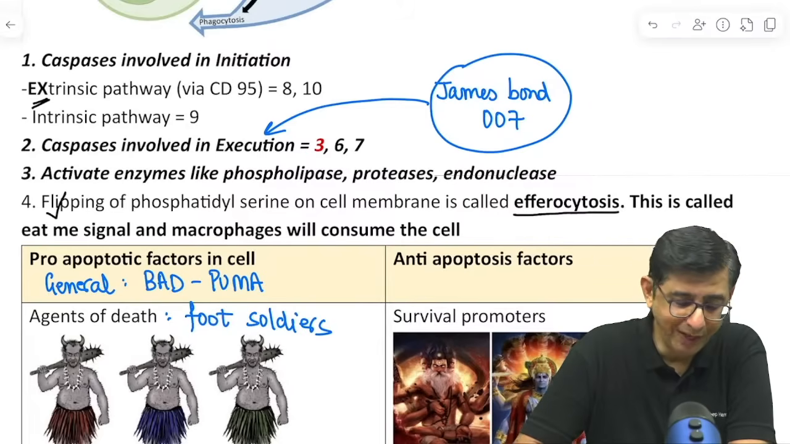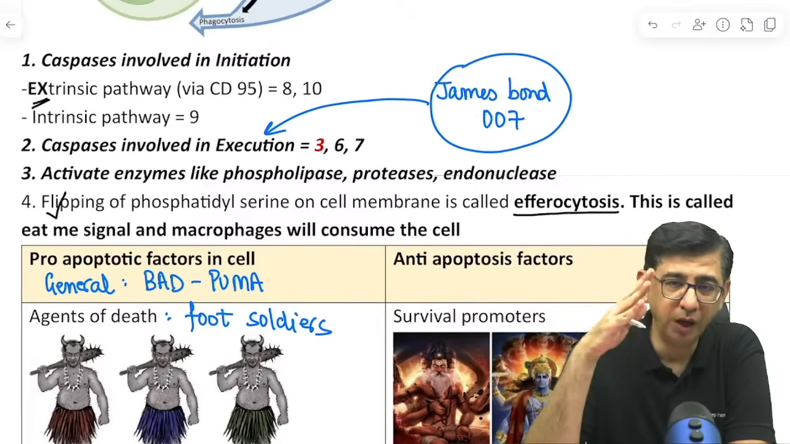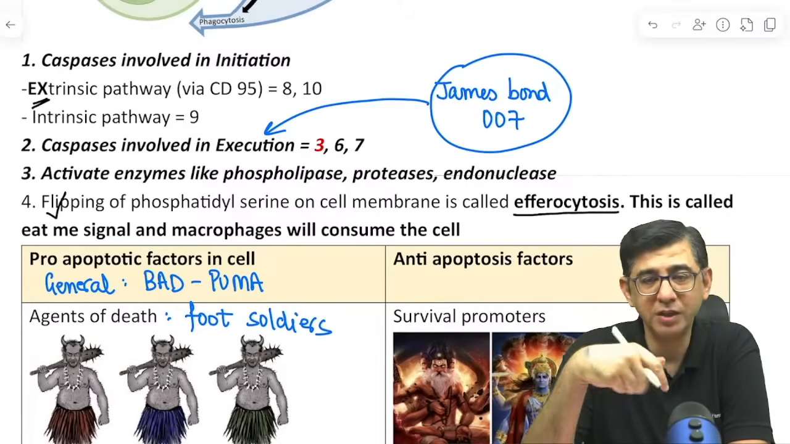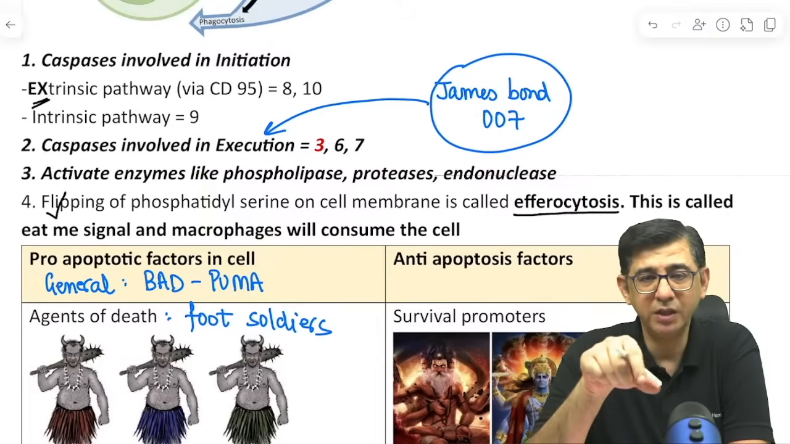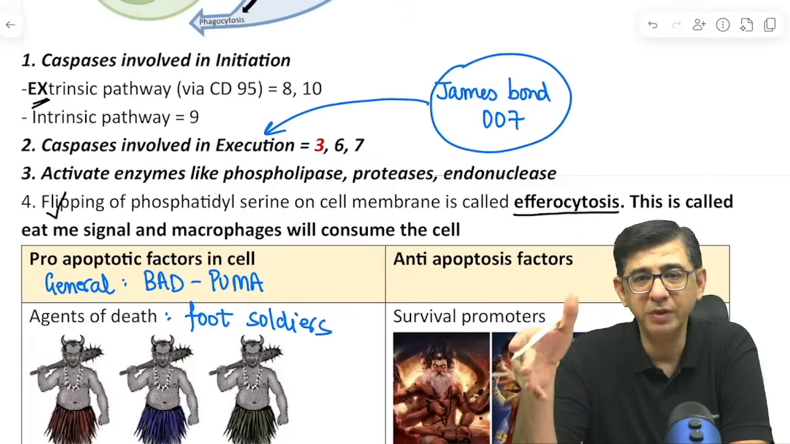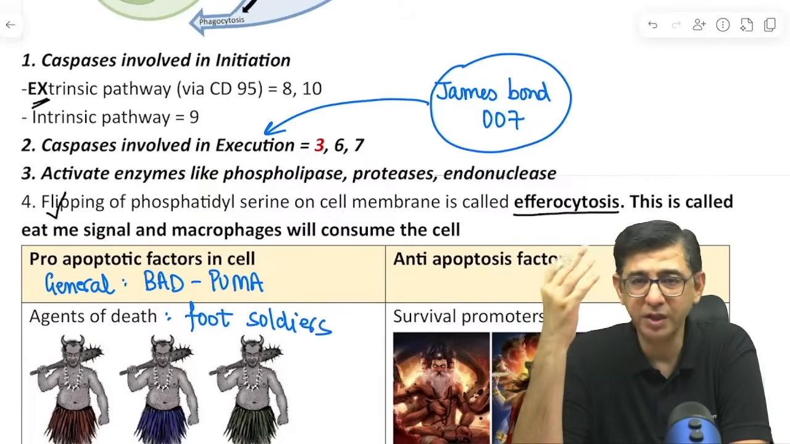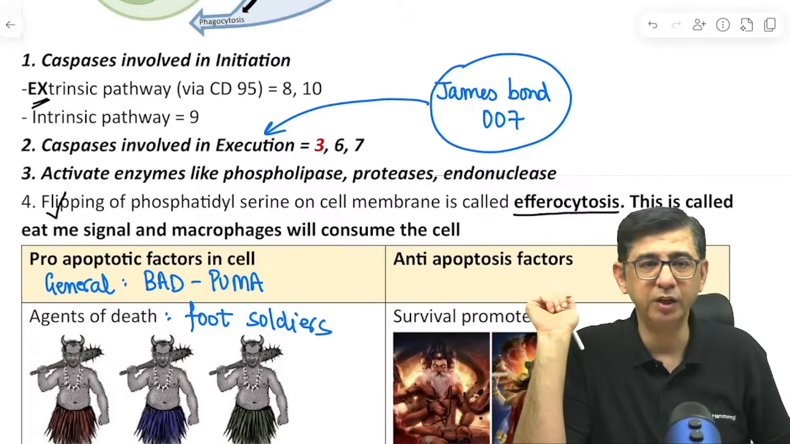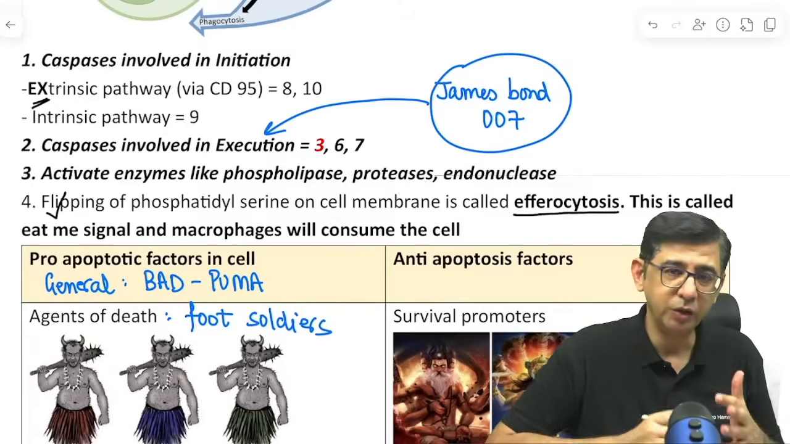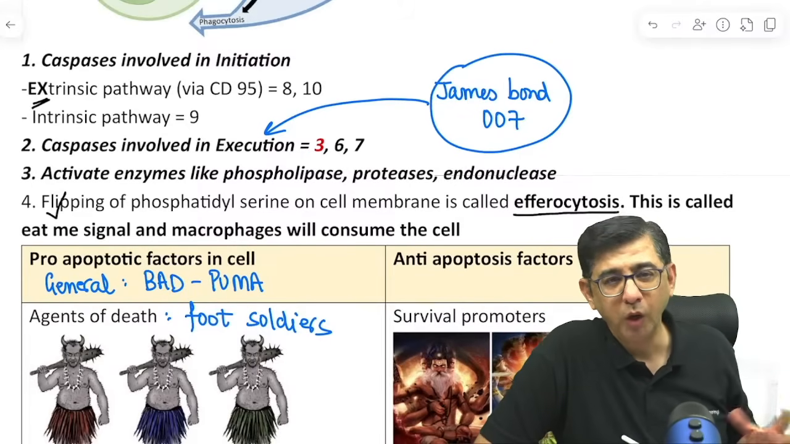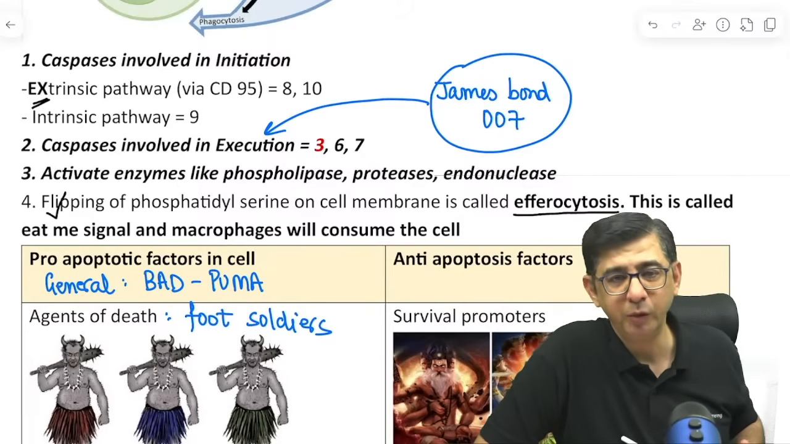So कैस्पेसिस तो सब याद करते हैं, बट जो अगला वाला स्टेप है वो सबसे क्रिटिकल स्टेप है as far as apoptosis is concerned. That is efferocytosis. That would be an eat me signal, and then the cell would be obviously like the programmed cell death would be happening. Now there are those questions which will talk about pro apoptosis and anti apoptosis factors.